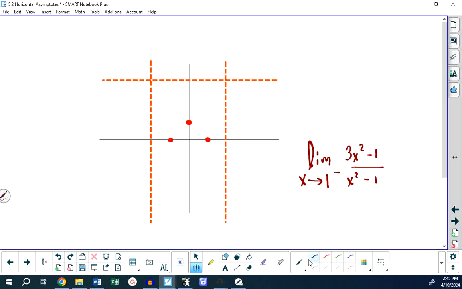Why? So we can find out whether the function is approaching positive infinity or negative infinity on the left side of the asymptote x equals 1. And then we have to do the same with approaching from the right, and then we should do the same with the left and the right of the other asymptote. But here's why you almost always don't need to go that far in your investigation.